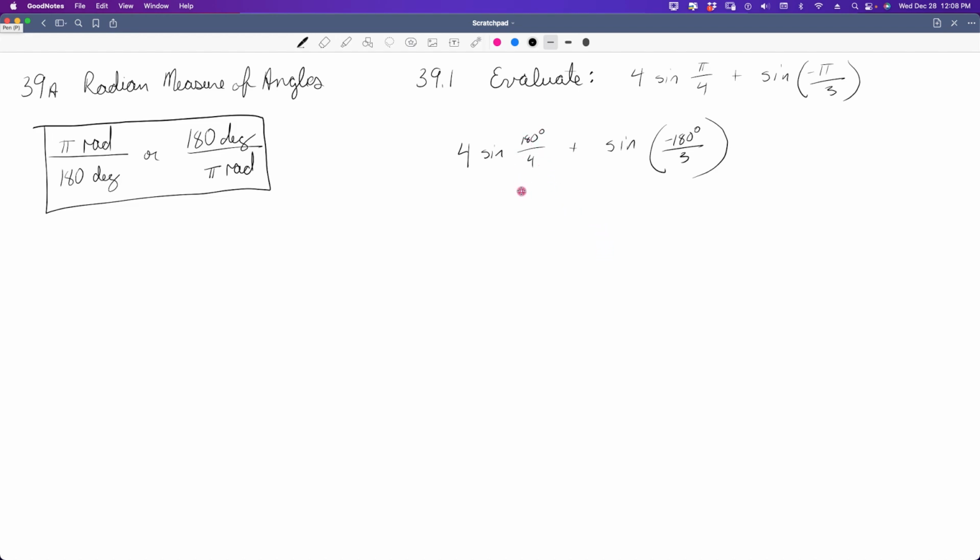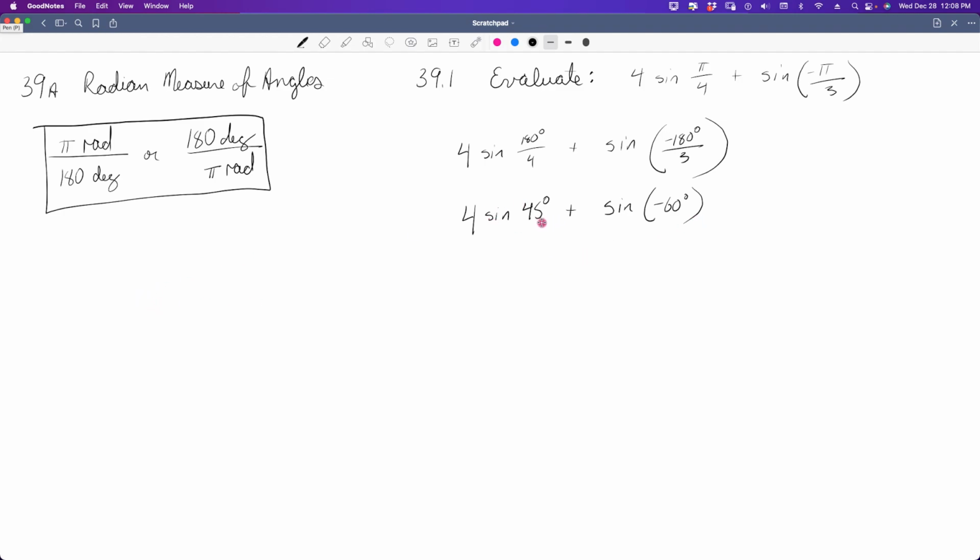So then we would do the math calculation and we would find that 4 times the sine, 180 divided by 4, is going to give us 45 degrees. How easy peasy is that? And the sine of negative 180 divided by 3 is going to give us a negative 60 degrees. So this is the actual problem that we need to evaluate. And we know how to do that. It is that simple.